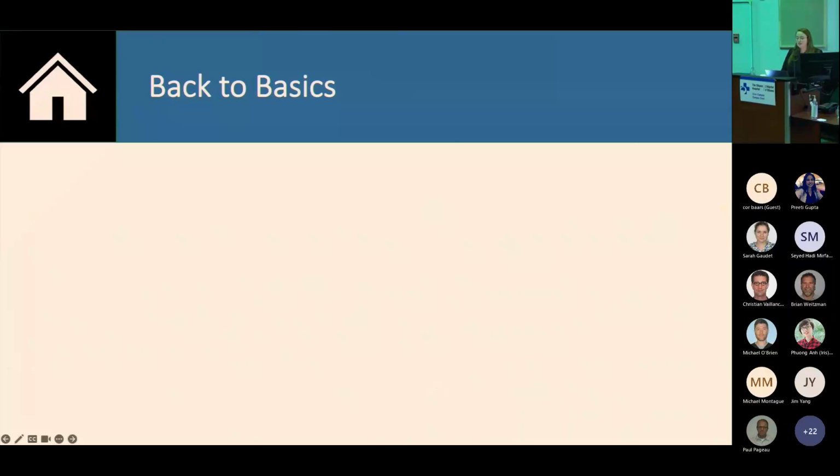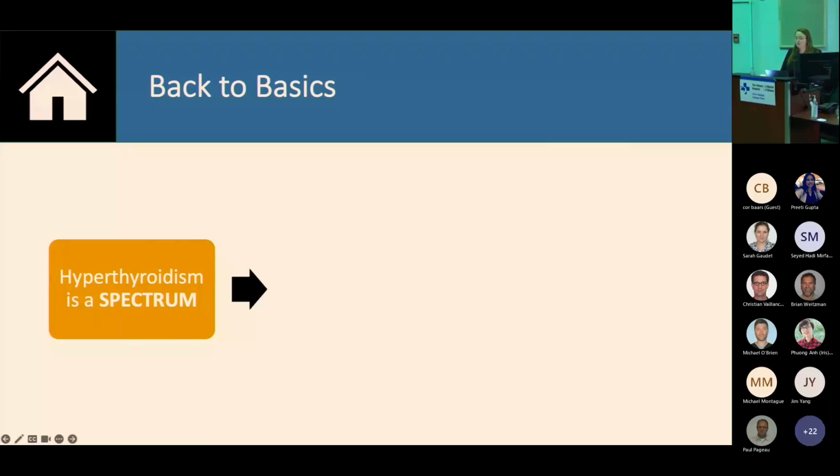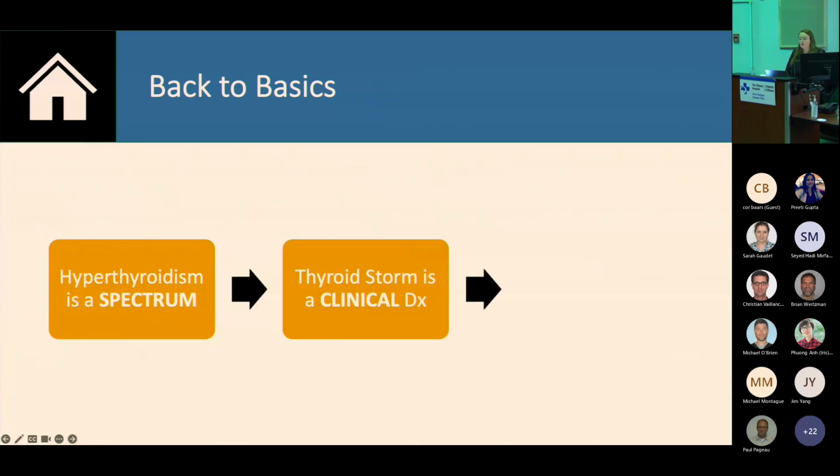All right, and this takes us to the end of Objective 1, back to basics. And so let's go over what we should remember from this section. First, remember that hyperthyroidism is a spectrum, and that the resulting clinical syndrome of thyrotoxicosis also exists along a continuum. Remember that thyroid storm is a clinical diagnosis, and one that we need to identify quickly to be able to prevent high mortality and morbidity.